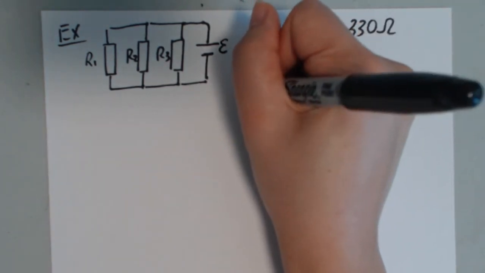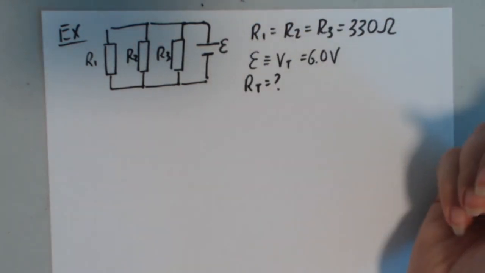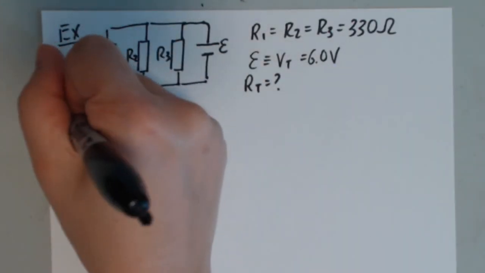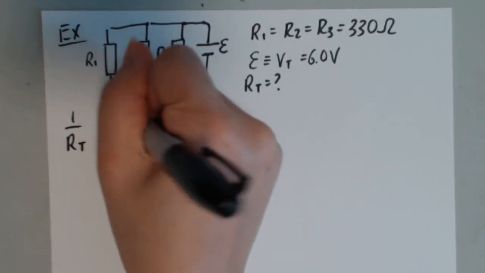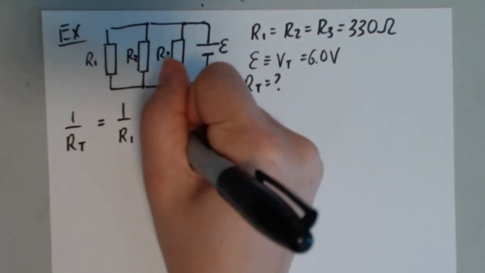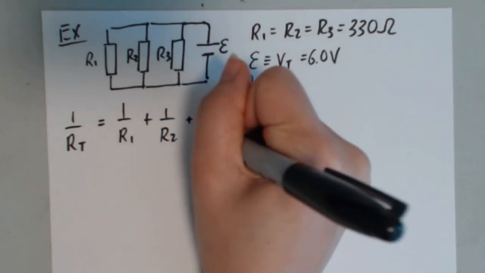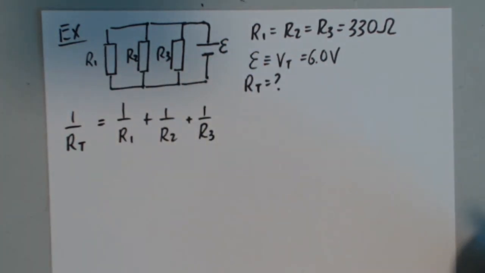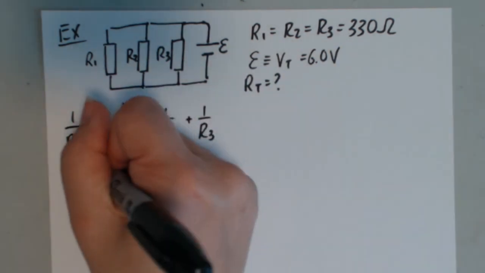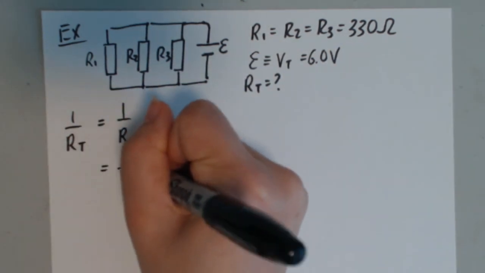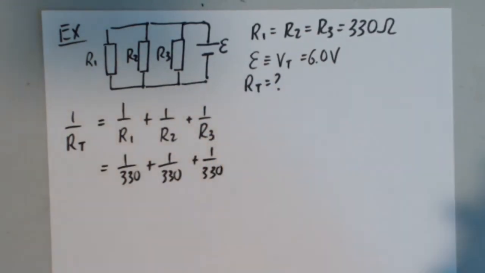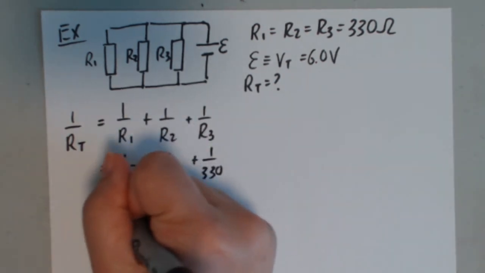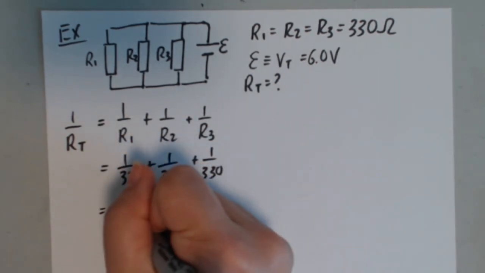What is the circuit's resistance? So that means I'm looking for the total equivalent resistance. Well, when dealing with a parallel circuit, I know that 1 over the total resistance is equal to 1 over R1 plus 1 over R2 plus 1 over R3, right? Or however many more I have. So they're all the same. So that's 1 over 330 plus 1 over 330 plus 1 over 330. Or you could just do 3 times 1 over 330. In fact, I will. So all of these have the same denominator.